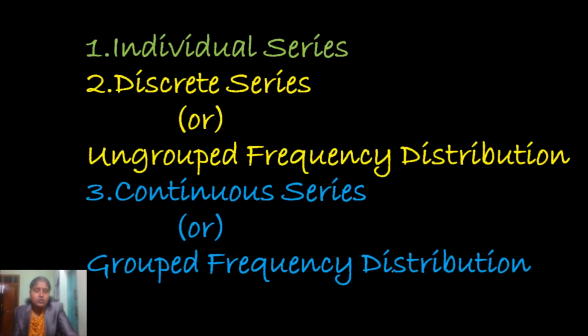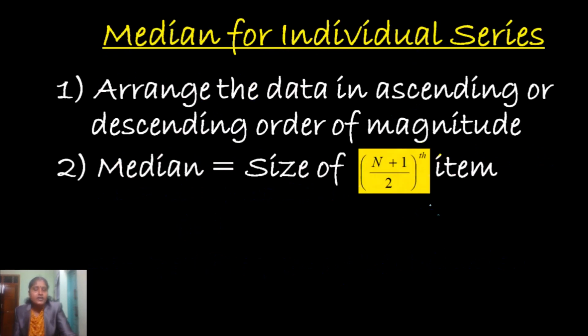Now let's see how to calculate median for integer series, discrete series or ungrouped frequency distribution, and continuous series or grouped frequency distribution. Let's first discuss how to calculate median for integer series. For that, first you have to arrange the data in ascending or descending order of its magnitude. Both of them give you the same answer, but it's more convenient for us to arrange them in ascending order. So, in the forthcoming examples, I will arrange all the data in ascending order.